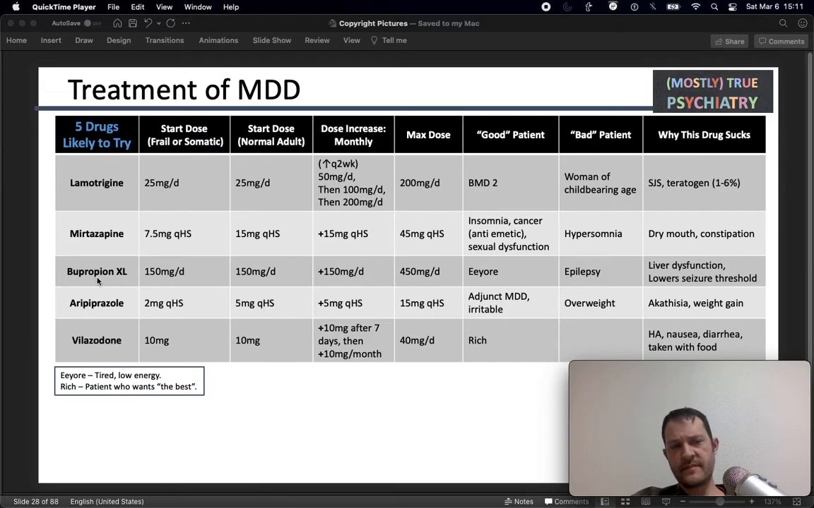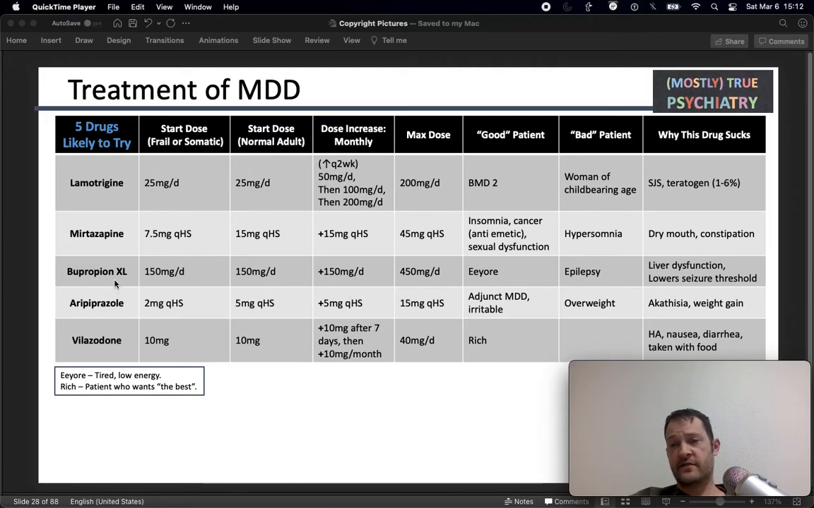Bupropion comes in 3 formulations, IR, SR, XL. Just give XL. Just ignore the other 2. Pretend they don't exist. So it comes in 150 milligram tablets. So you just start everybody on that. You go up by 150 and it stops at 450. So it has 3 doses, right? 150, 300, 450. So a starter dose and 2 increases.